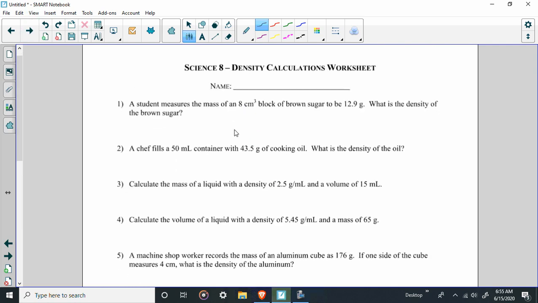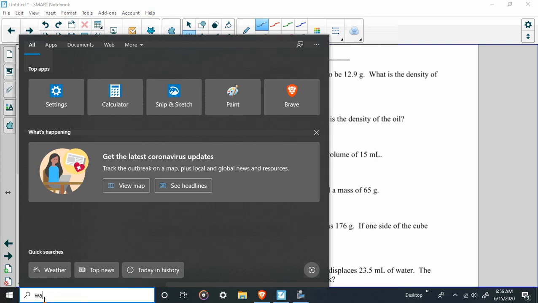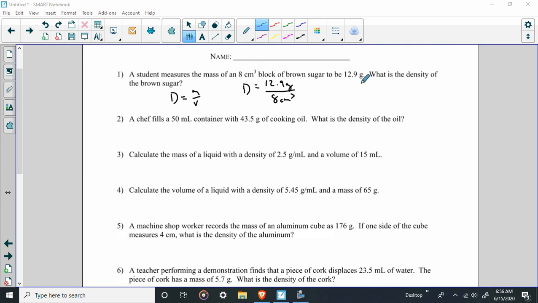Okay, so a student measures the mass of an 8 cubic centimeter block of brown sugar to be 12.9 grams. What's the density of the brown sugar? Well, again, what do we got? We got density is equal to mass over volume. So we're trying to find the density. We know the mass is 12.9 grams. We know the volume is 8 centimeters cubed. So you break out your calculator and you say, hey, what's 12.9 divided by 8?